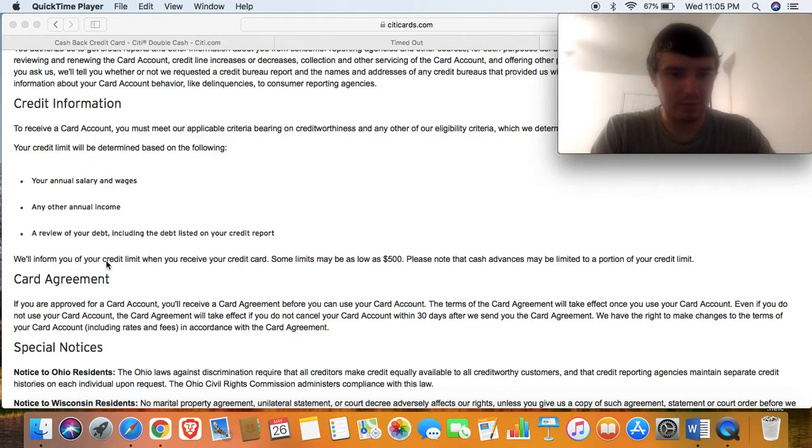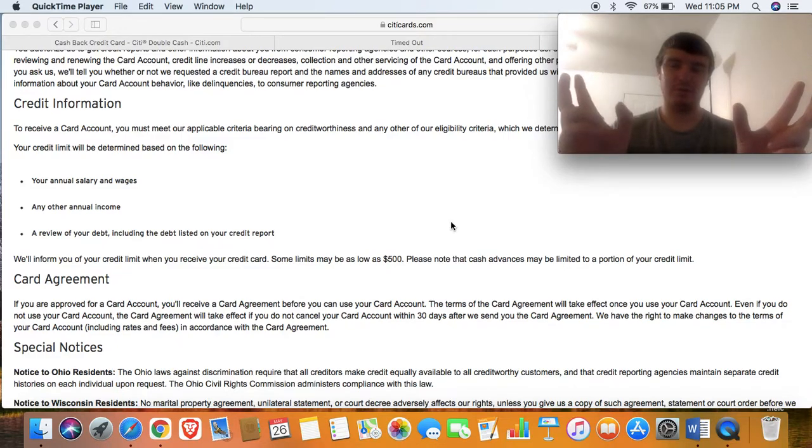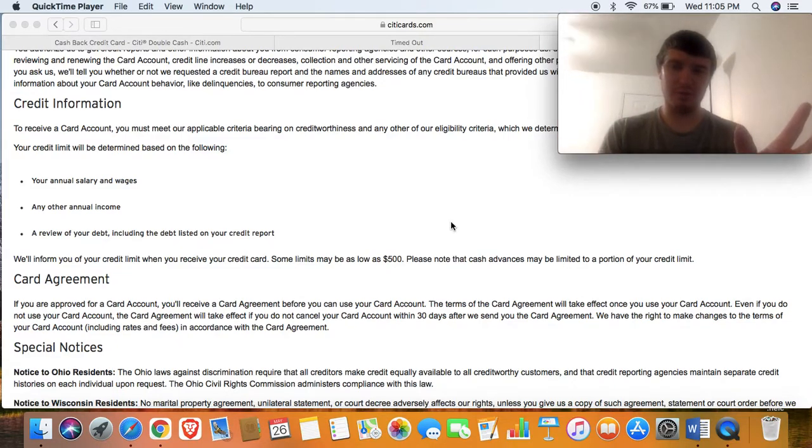And then right here, we'll inform you of your credit limit when you receive the card. Some limits may be as low as, so their floor for a credit limit is $500. Please note that cash advances may be limited to a portion of your credit limit. What this means is your cash advance limit and your total credit limit are 2 different things. Your cash advance limit will always be lower than your total credit limit. The reason is they don't want you pulling a lot of cash out, versus if you go and spend a bunch of money at Walmart. It's kind of a risk thing for them.